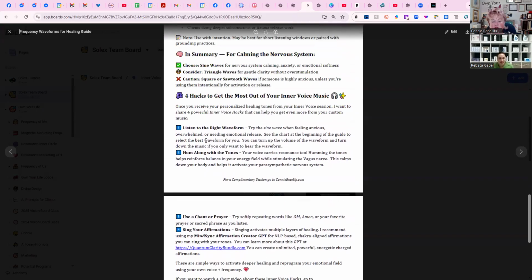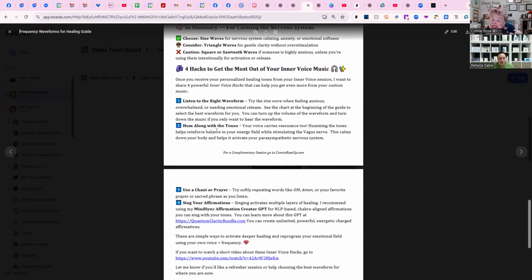Okay. You could just listen to the right waveform. Just listening to the music will make a difference. I say turn up the volume and turn down the music if you want to just hear the waveform. Okay? That's just the first little hack. Just choose the right waveform.